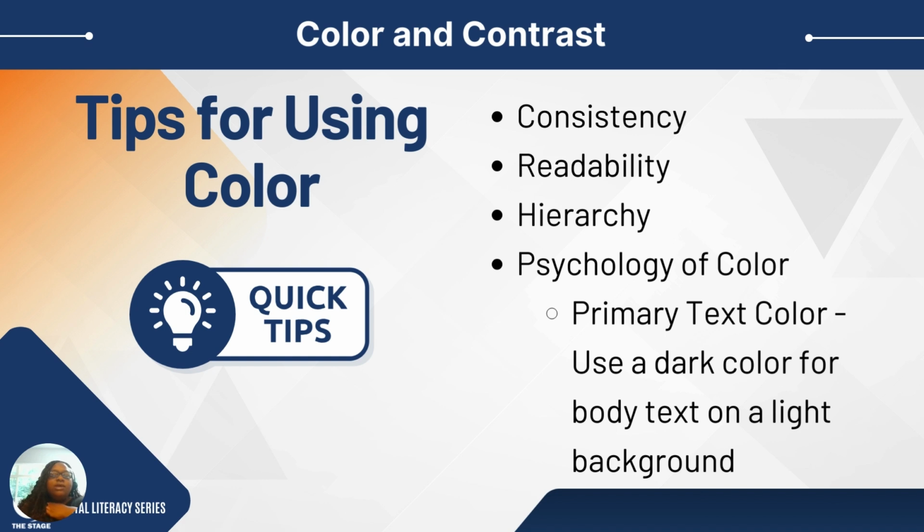And then when you're dealing with the psychology of color, for your primary text, you want to use a dark color on top of a light background, and even your body text. If you have a light background, use a darker color. Okay. And when you use accent colors, one of the things I always tell people is you can use brighter colors, just use them sparingly, making sure that you use them for important information to draw the reader's attention.